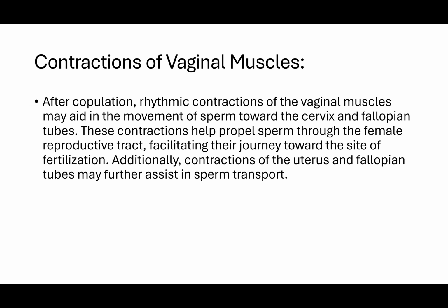After ejaculation has occurred and the sperm have entered the vaginal canal, after copulation, there's going to be a rhythmic contraction of the vaginal muscles. This may aid the movement of the sperm towards the cervix and the fallopian tubes. So these contractions help to propel the sperm through the female tract.